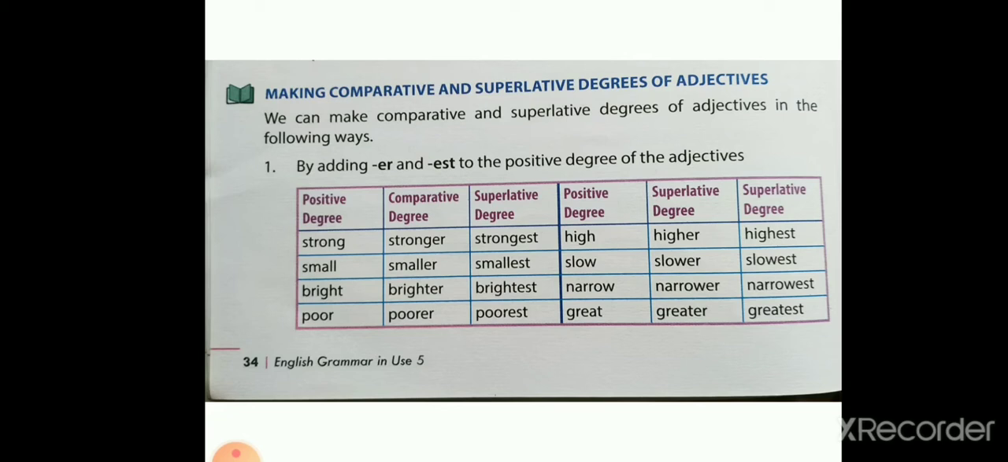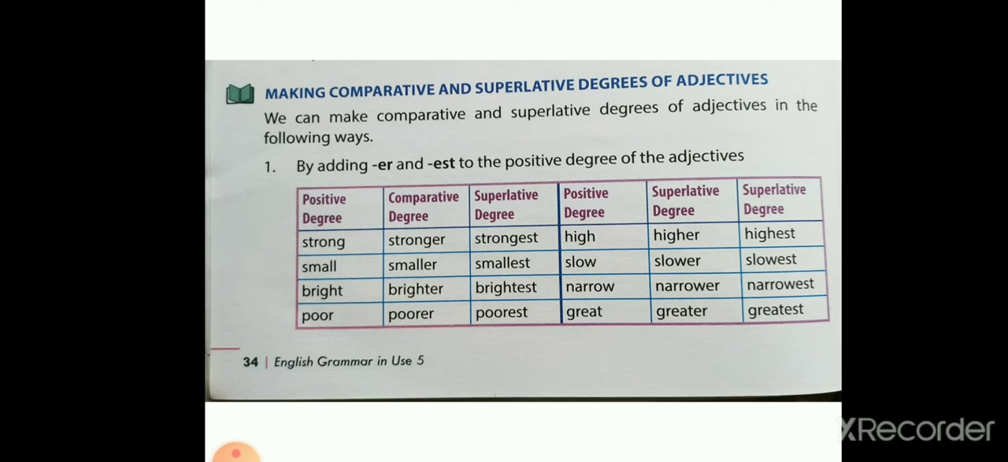On page number 34 itself, we have this. Making comparative and superlative degrees of adjectives. We can make comparative and superlative degrees of adjectives in the following ways. So this is the way we will make the sentences, make the words. First, by adding er and est to the positive degree of the adjective. For positive degree strong, the comparative becomes stronger. The superlative becomes strongest. Small, smaller, smallest. Bright, brighter, brightest.